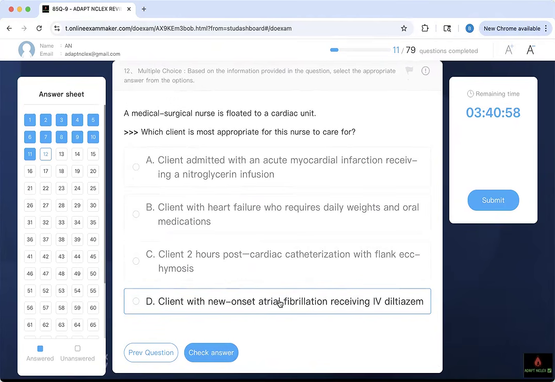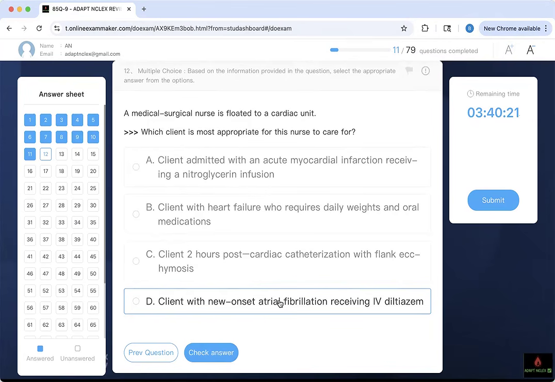A client admitted with acute MI receiving a nitroglycerin infusion. A client with heart failure who requires daily weight and oral medication. A client 2 hours post-cardiac catheterization with frank ecchymosis. A client with new onset atrial fibrillation receiving IV diltiazem. Pause the video. Pick your answer and put it in the comment. I want to know, number 12, which answer choice did you pick? What do you think? Which one is appropriate for a floater nurse?